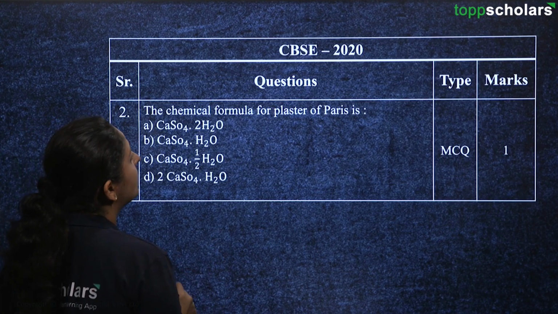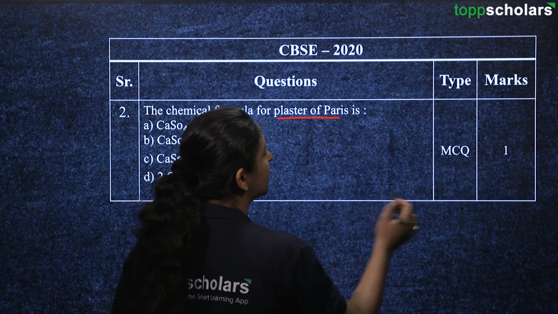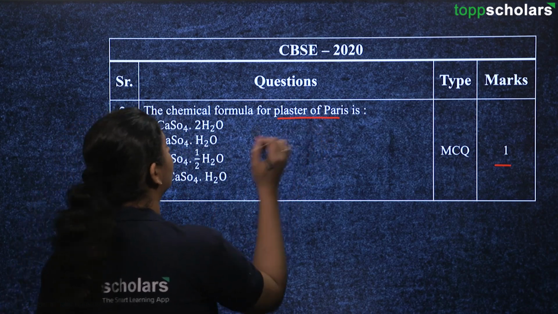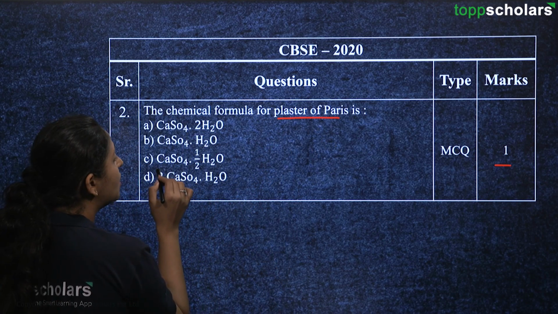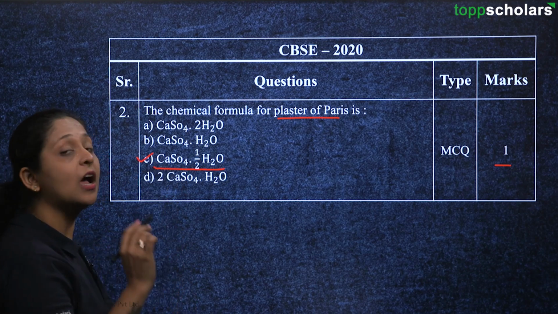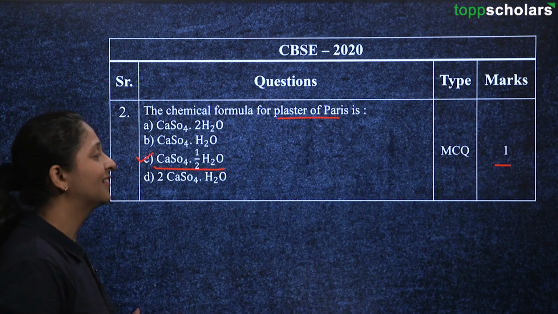Again, a multiple choice question where you have to determine the formula for plaster of Paris. This is for 1 mark again, right? So, we know that the chemical formula for plaster of Paris will be calcium sulfate and half water molecule. So, you have CaSO4 half H2O, which will be the correct answer for this question.